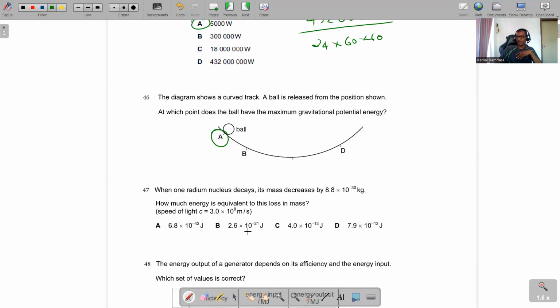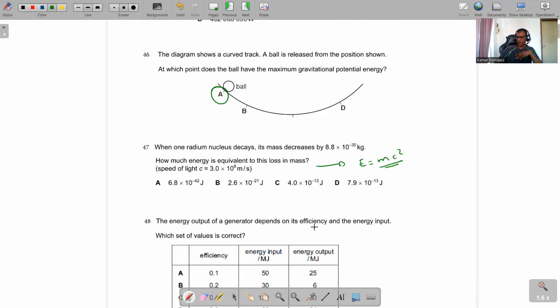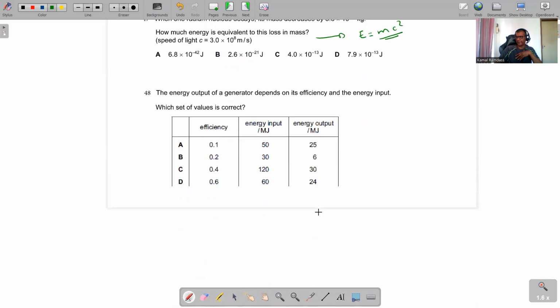When one radium nucleus decays, its mass decreases by this amount. We need E equals mc squared to know how much energy is equivalent to the loss in mass. We will do this later, when we explain it.